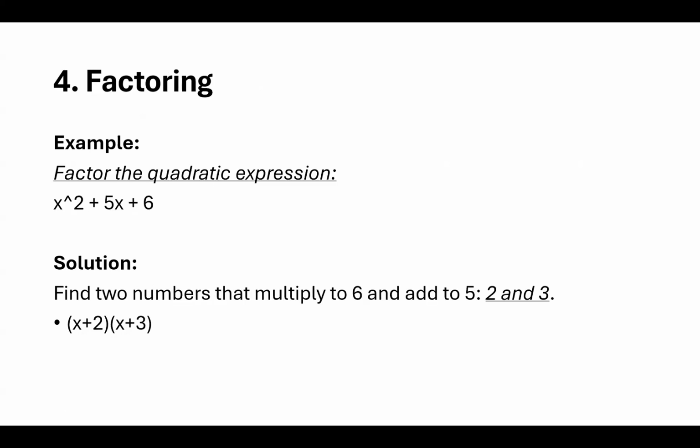The fourth skill is factoring when we are dealing with quadratic expressions, right? For example, when we are given x squared plus 5 times x plus 6, then we can find the two numbers that multiply to 6 and add to 5, which are the number 2 and the number 3. Then we can factor the quadratic expression to x plus 2 times x plus 3, right? This is very useful for factoring. We need to find the two numbers that multiply to 6 and add to 5.